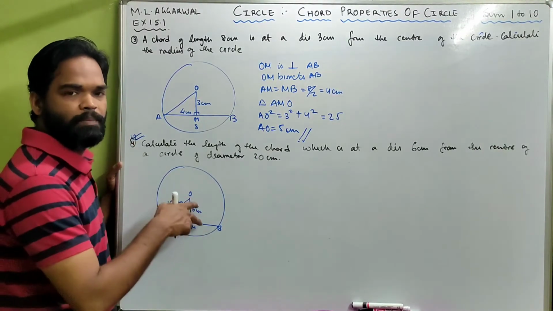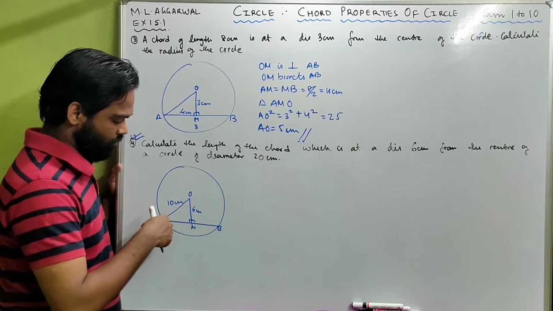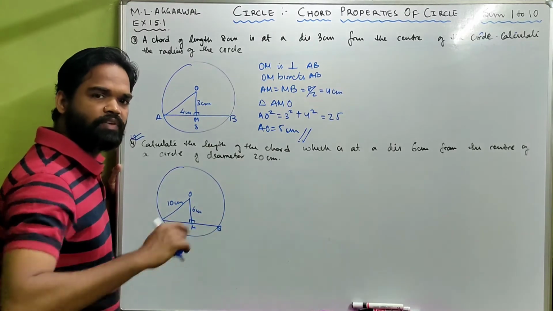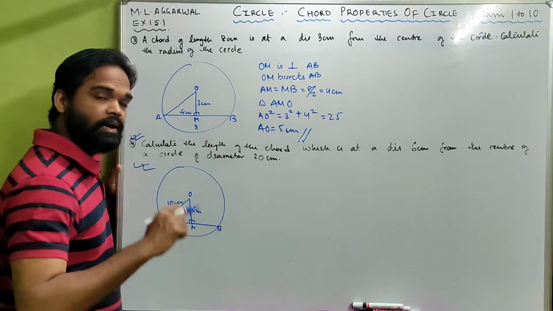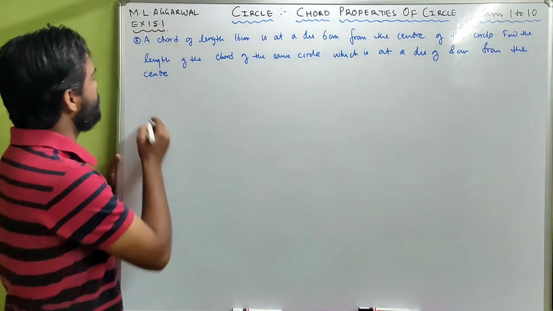Now again, OM is perpendicular to AB. So first of all, in this triangle OAM, get AM. So AB will be twice of AM. Done. You try it on your own. Let us look at the next sum. Now look at this sum. Sum number 5. Pretty easy.